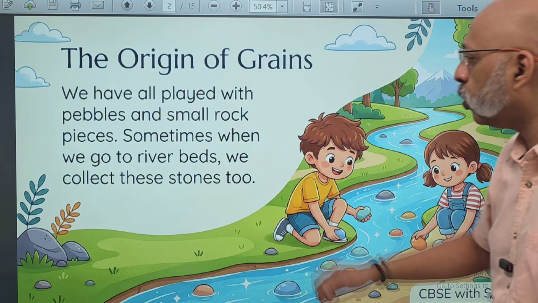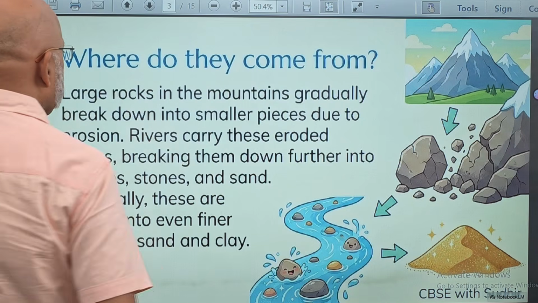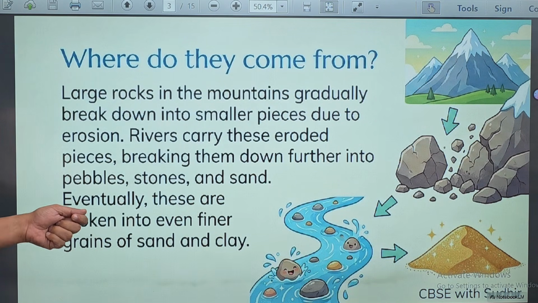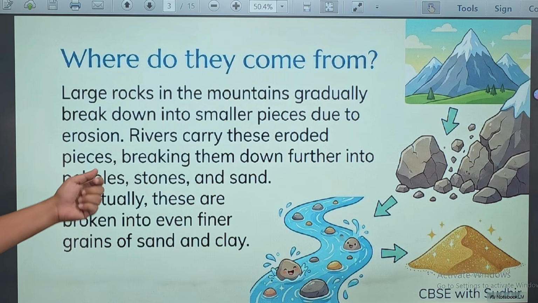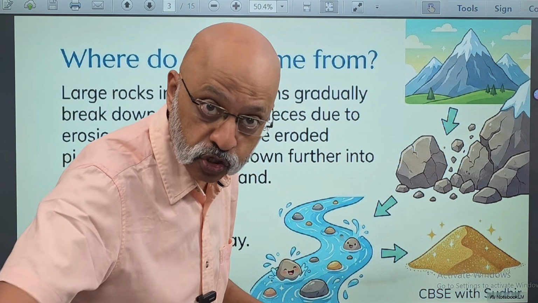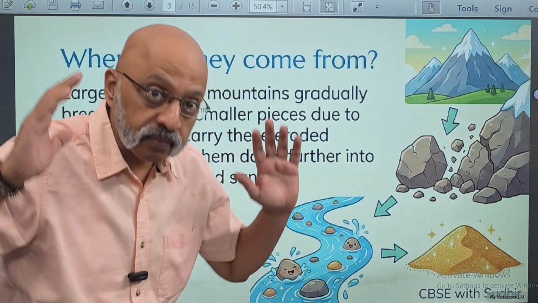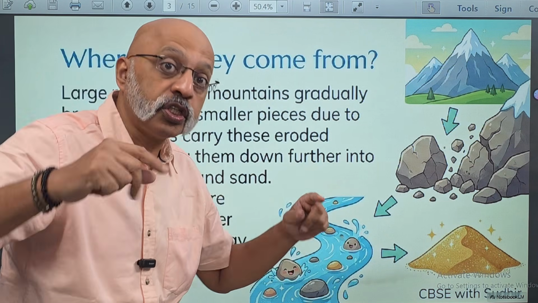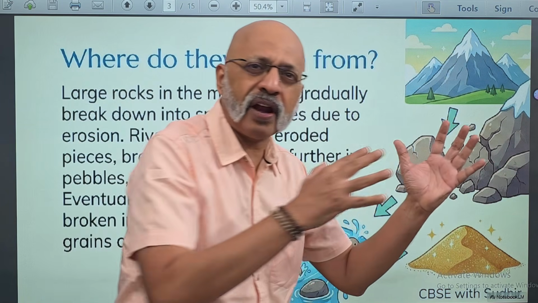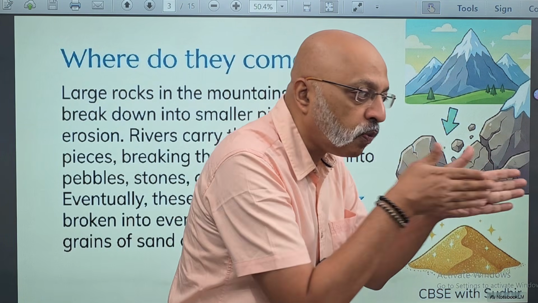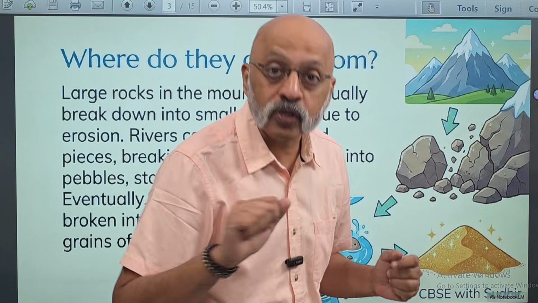So when we go to the riverbeds, we collect these kind of stones, don't we? Now, where do these stones come from? What I just now told you. Large rocks in the mountains gradually break down into smaller pieces due to erosion. So this particular piece of stone would have been part of a big mountain at one point in time. From there, because of either water erosion or air erosion. Water erosion, when the water comes and hits the stone with great force over a period of time, small pieces from that rock would actually break and convert into smaller stones like this.